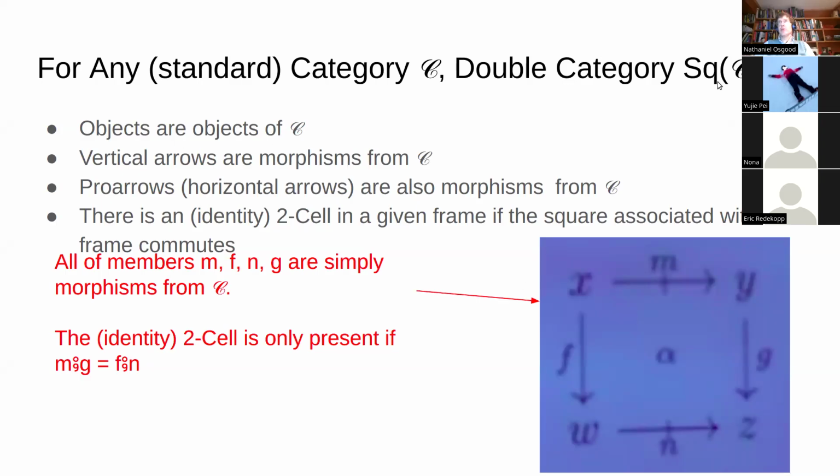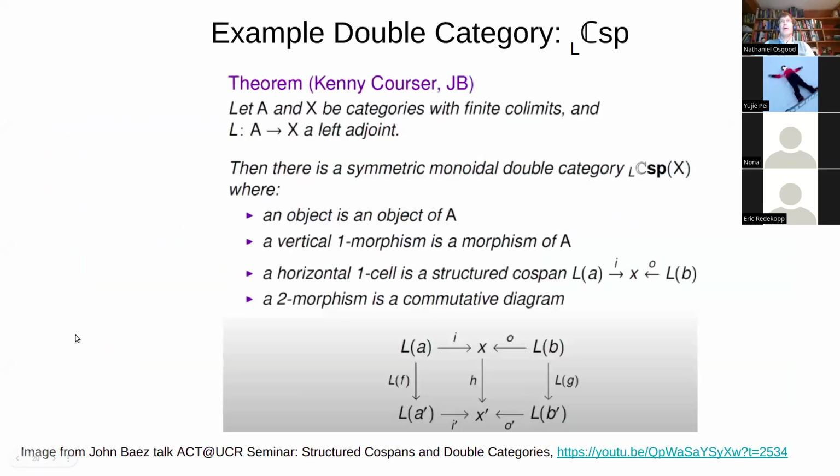Okay, look, there's one called square of C. Objects are objects of C. Great. Vertical arrows are morphisms from C. Pro-arrows are also morphisms from C. That's kind of funky. And there's a 2-cell in a given frame if the square commutes. So if you go this way, remember these are just morphisms. Pro-arrows are morphisms, vertical arrows are morphisms in C. If this commutes, there's a 2-cell, and otherwise it's kind of funky. Okay, this is the one closest to my heart.